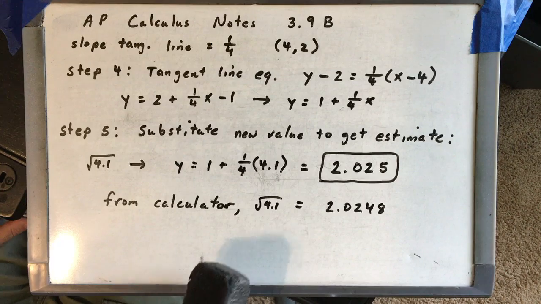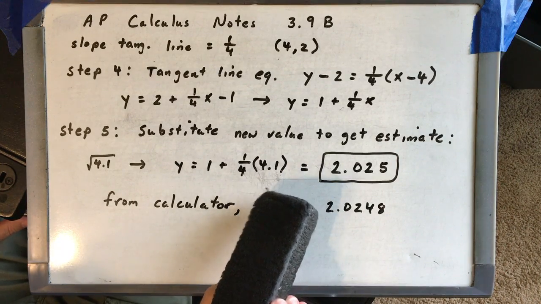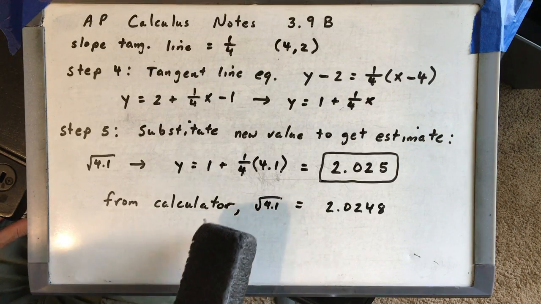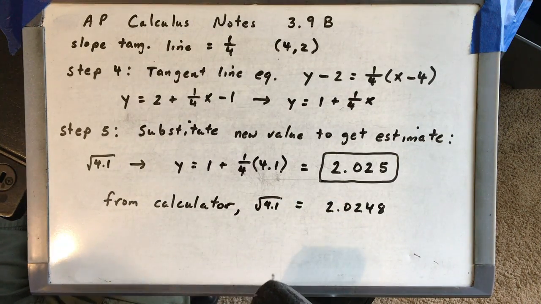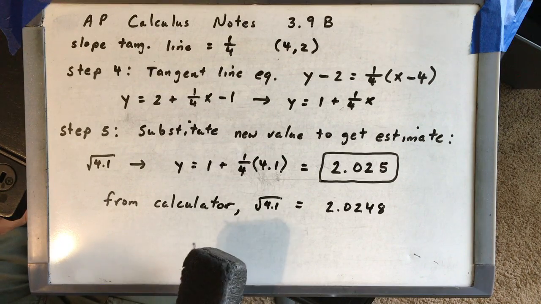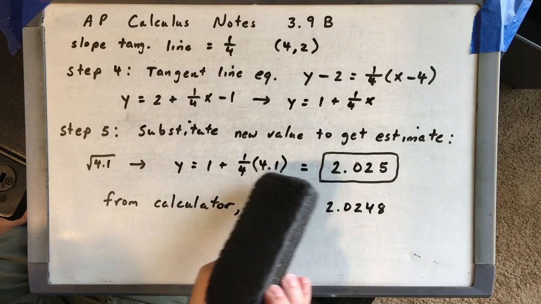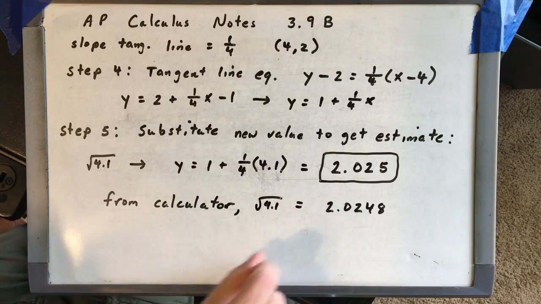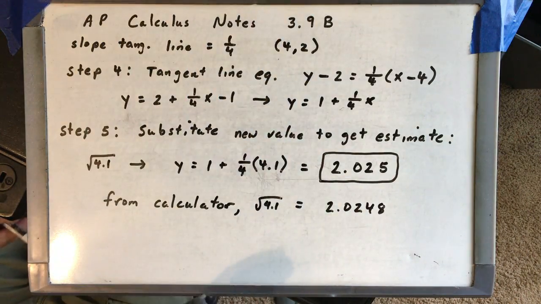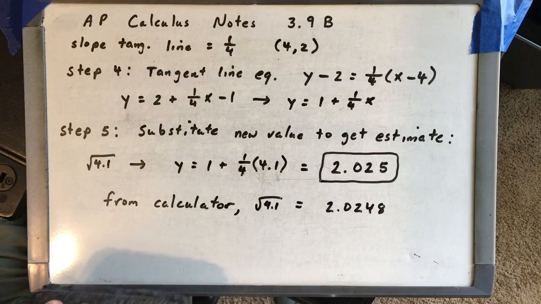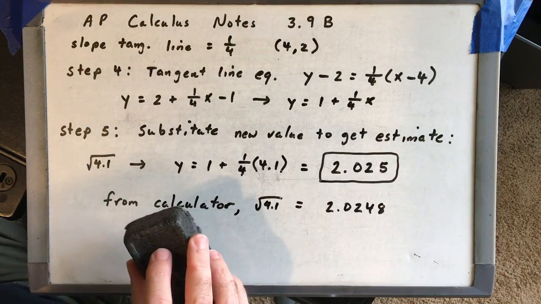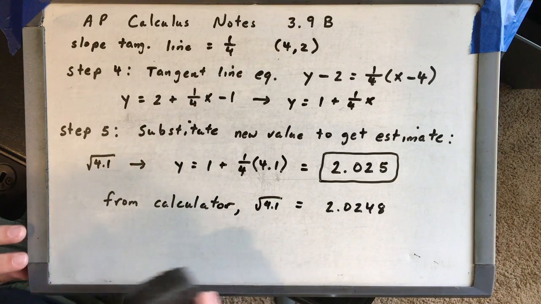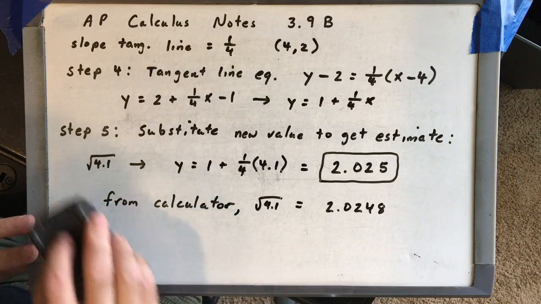So we'd even get a better estimate if we got closer to 4. If we were to take the square root of 4.01, our answer would almost match what the calculator says, to many decimal places. Since we're getting a little farther away from 4, our estimate is off just a little, but not bad at all. All right, the next topic in 3.9b is called error propagation. So I'm going to erase this if you would like to pause.